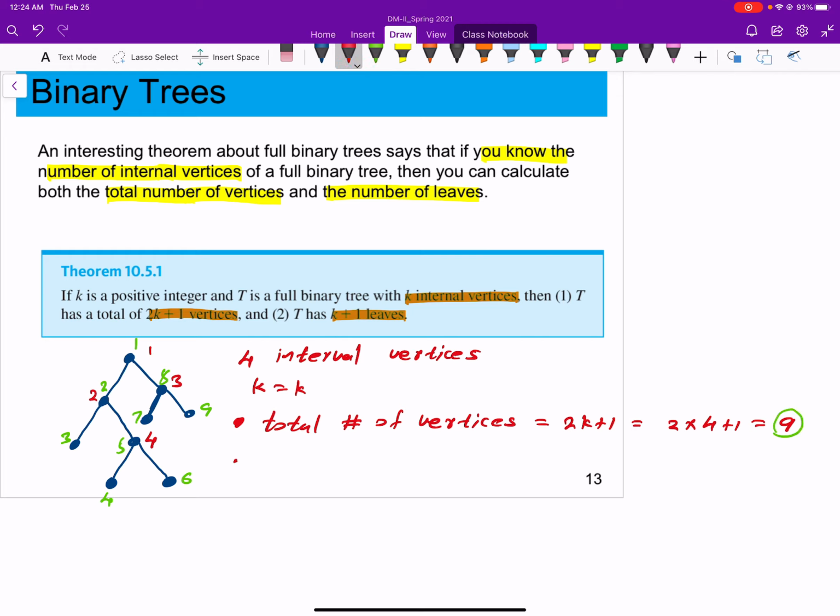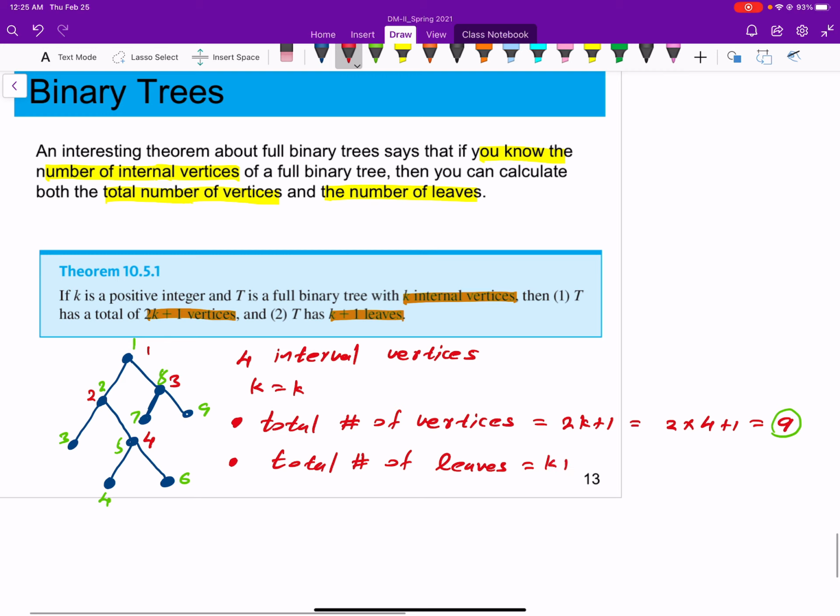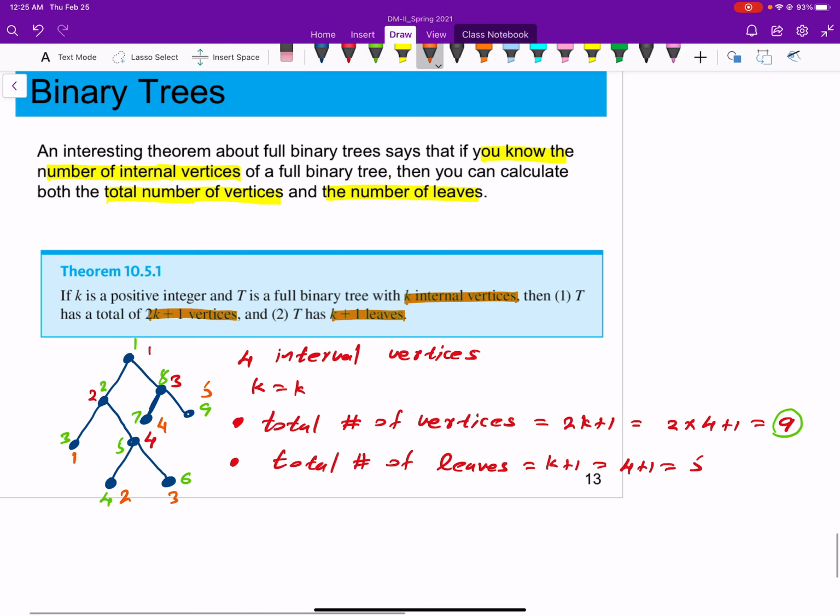And then it says the total number of leaves equals k plus 1. That is 4 plus 1 equals 5. Let me count. This is a leaf, 1. This is a leaf. This is a leaf. This is a leaf. That's a leaf. There are 5 leaves in this tree. All right, so the theorem is true.